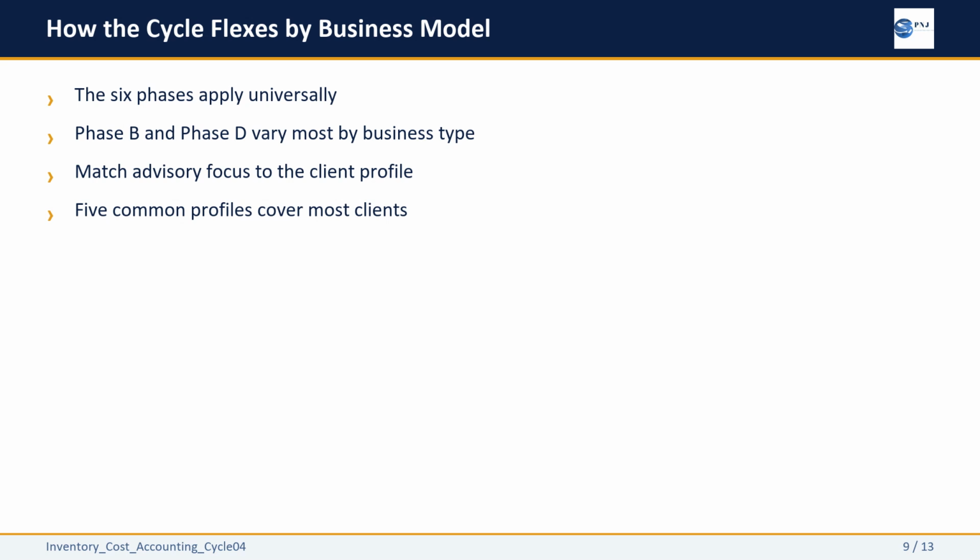With the method in hand, let's talk about how the cycle adapts. The 6 phases apply universally, but 2 of them flex significantly depending on the business. Phase B, the cost accounting setup, and Phase D, variance analysis. A trader barely touches them. A manufacturer lives in them. So rather than applying every stage the same way to every client, you tailor your advisory focus to the client's profile. Over the next few slides, we'll walk through 5 common profiles, and for each one, I'll point you to the single thing that matters most. That focus is what makes your advice land.